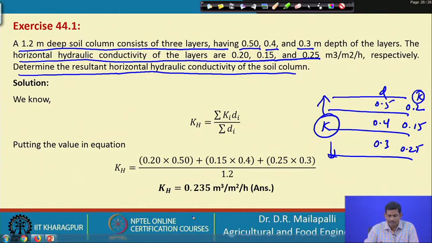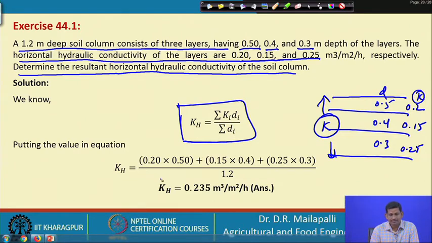For horizontal hydraulic conductivity KH, this is called the depth averaged hydraulic conductivity, which is the sum of Ki into Di divided by the sum of Di.